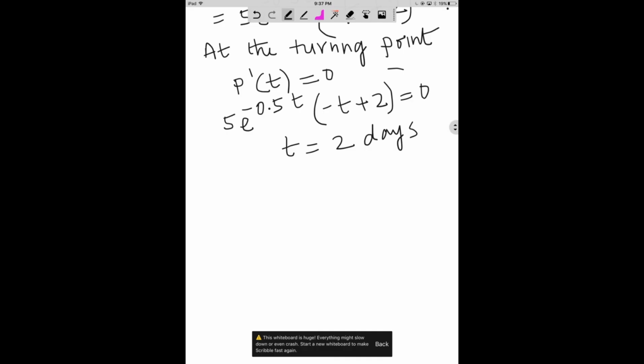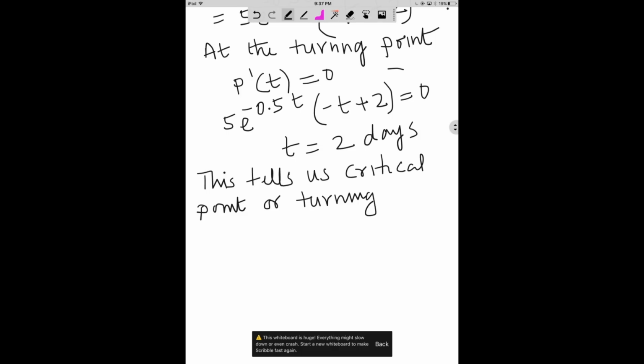It means the critical point or turning point happens exactly 2 days after the launch.